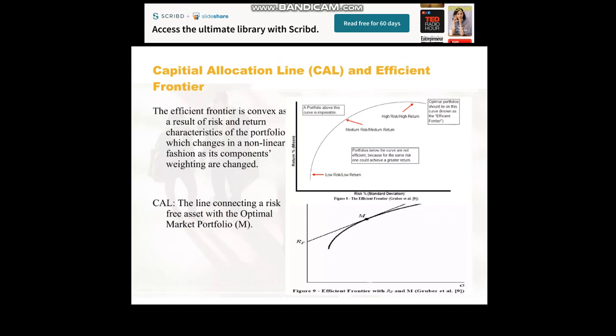Capital allocation line, CAL, and efficient frontier. The efficient frontier is convex as a result of the risk and return characteristics of the portfolio, which change in a non-linear fashion as its component weightings are changed. CAL, the line connecting a risk-free asset with the optimal market portfolio.